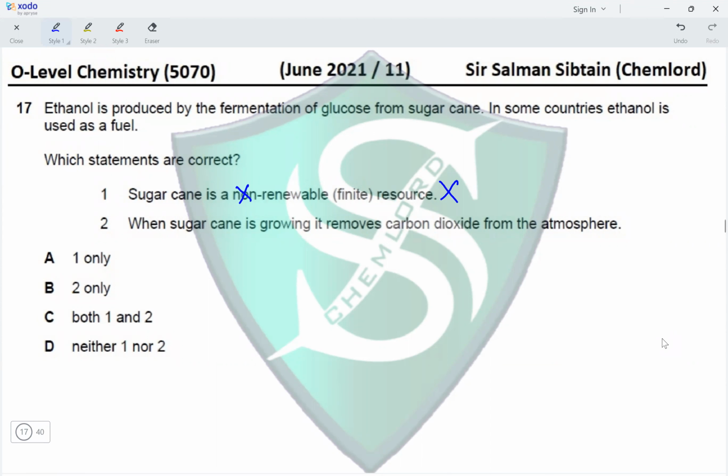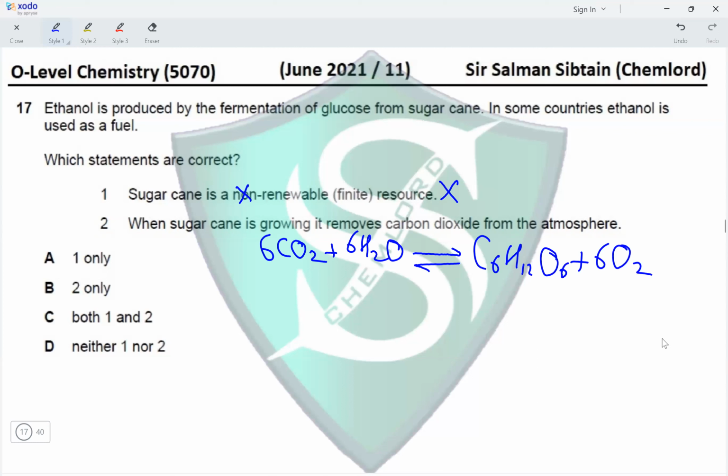Statement two, when sugarcane is growing, it removes carbon dioxide from the atmosphere. Yes, because when sugarcane is growing, it undergoes photosynthesis in which carbon dioxide combines with water to produce glucose and gives off oxygen gas. So because CO2 is being consumed, it is removing CO2 from the atmosphere. Statement 2 is correct. So only statement 2 is correct, which makes option B the correct option for this question.